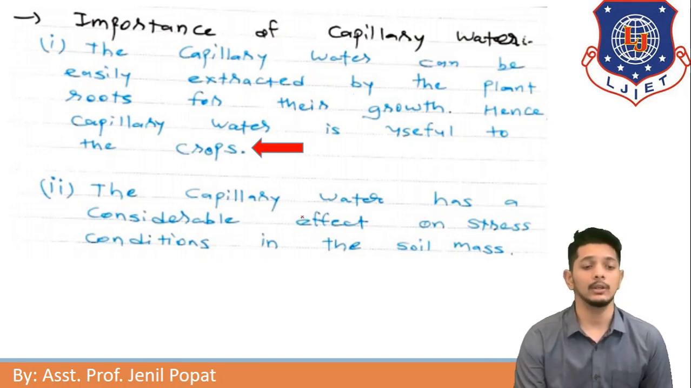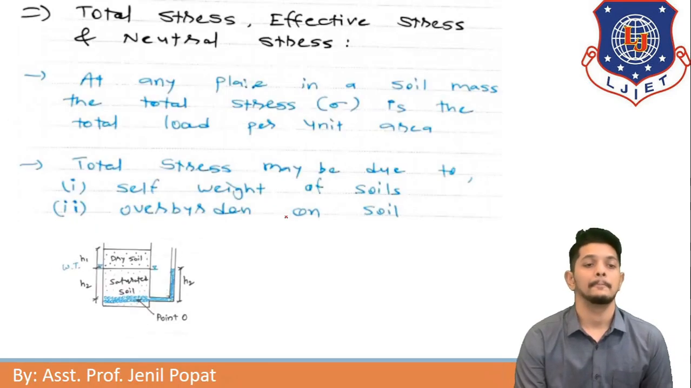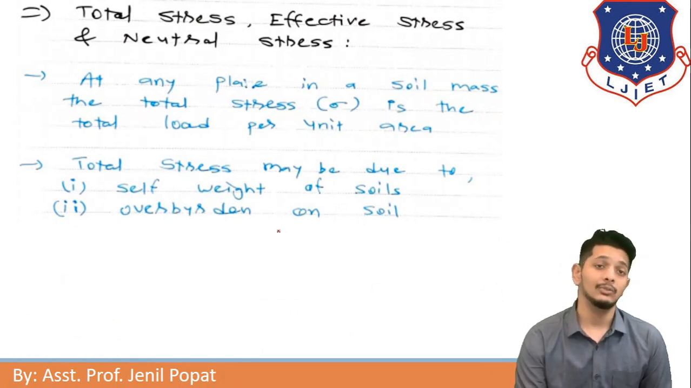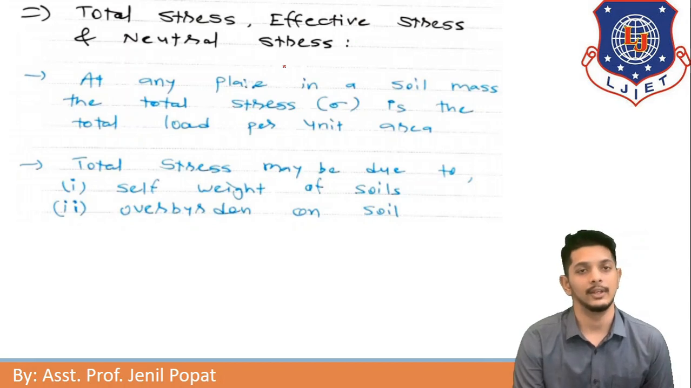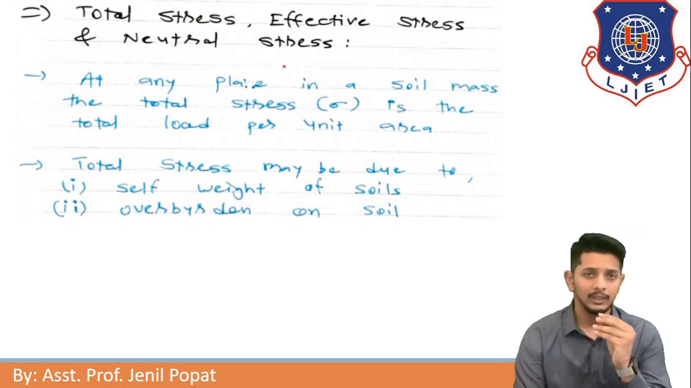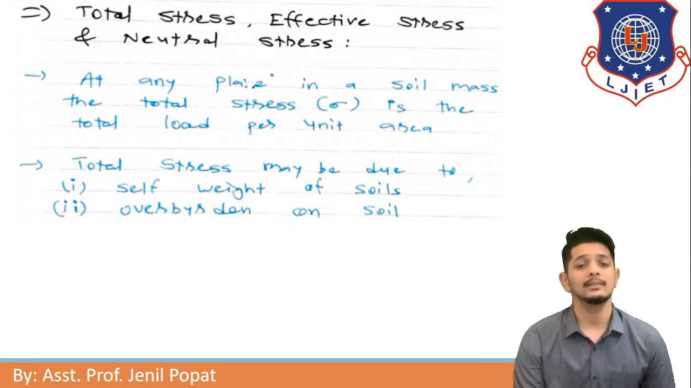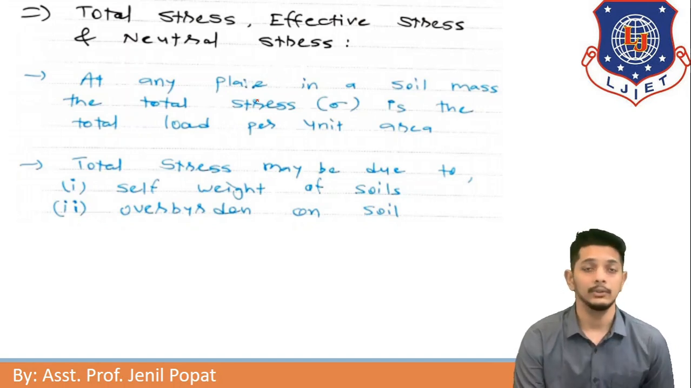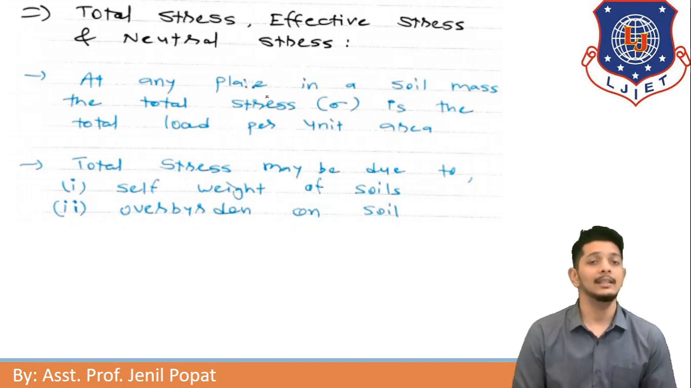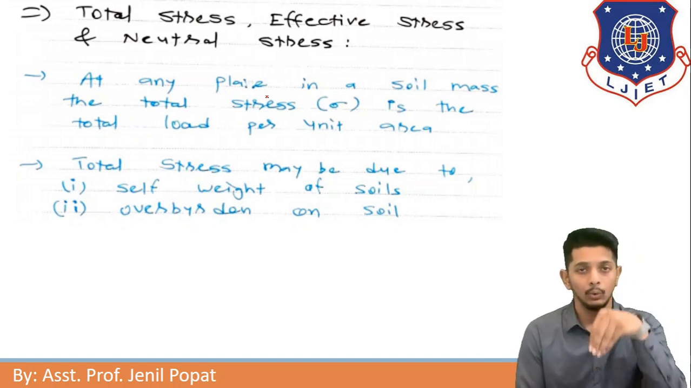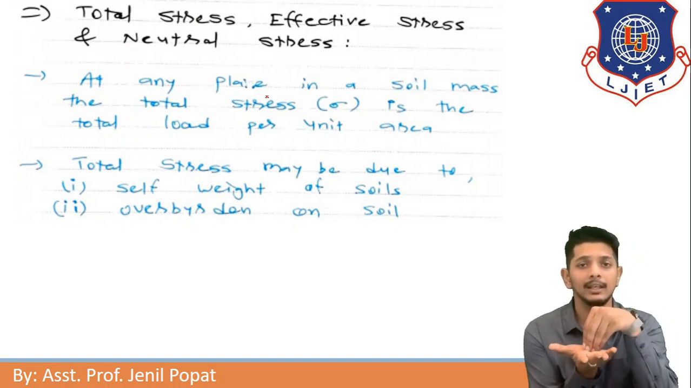The capillary water has a considerable effect on stress conditions in the soil mass. Let us understand now stresses: total stress, effective stress, and neutral stress. So basically, what is stress? At any place in a soil mass, the total stress is the total load per unit area. So basically, stress is total load per unit area.